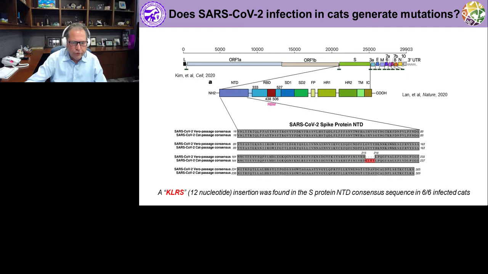And this insertion is a 12 nucleotide insertion in the NTD, the N-terminal domain of the spike protein, and the amino acid sequence inserted is KLRS. And this insertion was found in all 6 primary infected cats. So we found an insertion in the spike at amino acid position 215, a KLRS insertion.